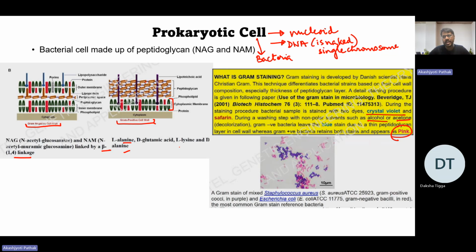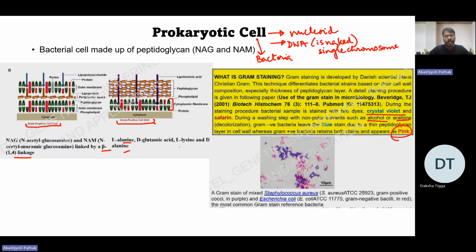So remember that the cell wall of bacteria is made up of peptidoglycan, and it is this peptidoglycan layer that differentiates a gram-positive bacteria from a gram-negative bacteria. The peptidoglycan layer is thick in gram-positive bacteria. It is thin in gram-negative bacteria. And the gram-negative bacteria also has an outer membrane. This outer membrane has lipoteichoic acid and polysaccharides, which provide the antigenic or immunogenic property to the bacteria, as a result of which it is able to cause infection.